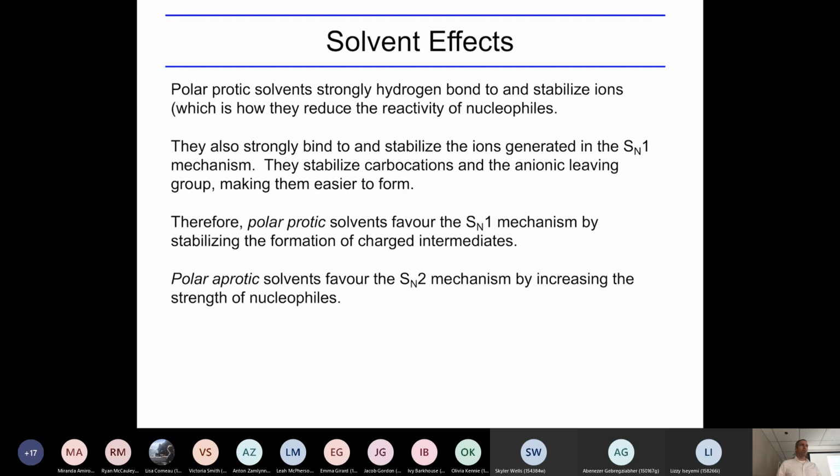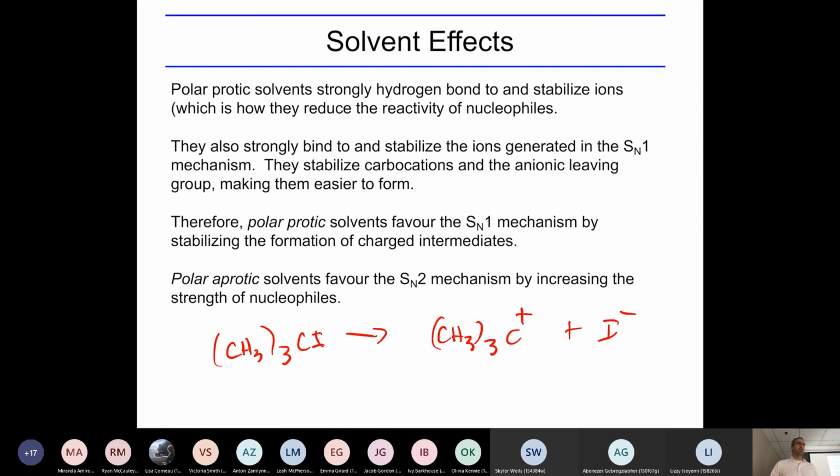Think about an SN1 reaction. SN1, rate determining step, looks like this. You're forming ions. So if you are doing a reaction where you're trying to form ions, a polar protic solvent is going to be your friend.